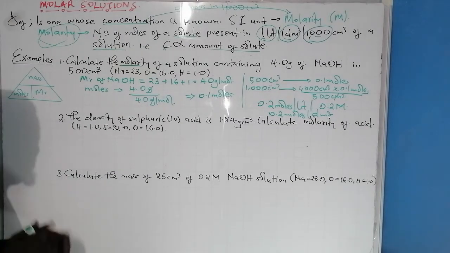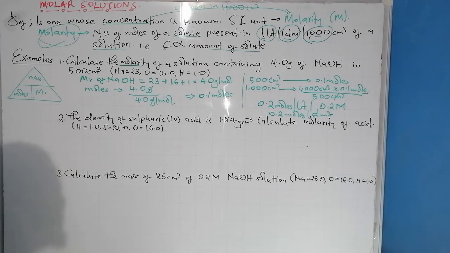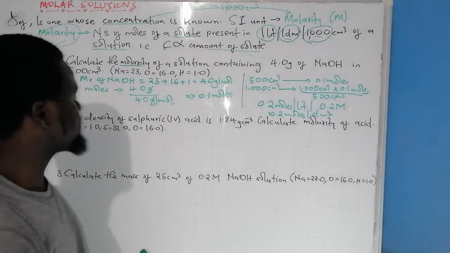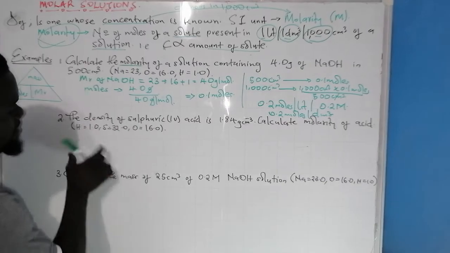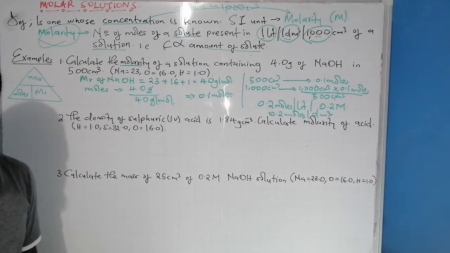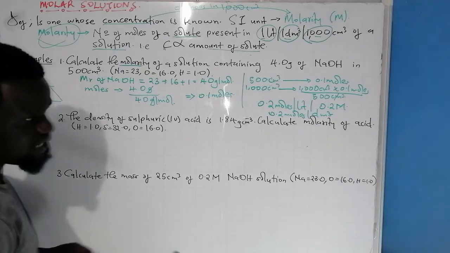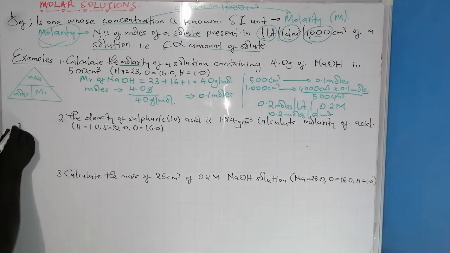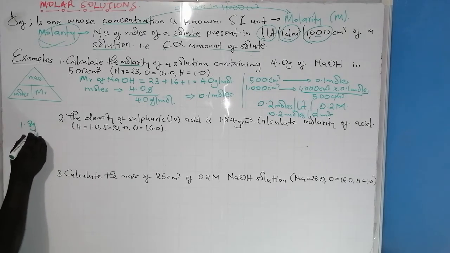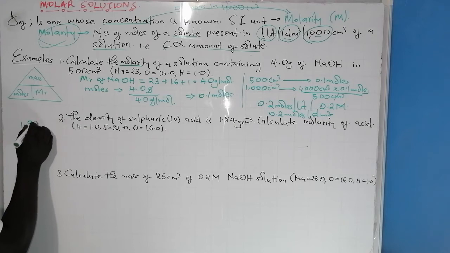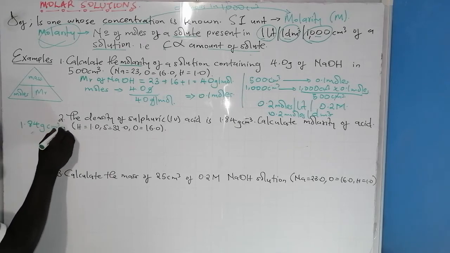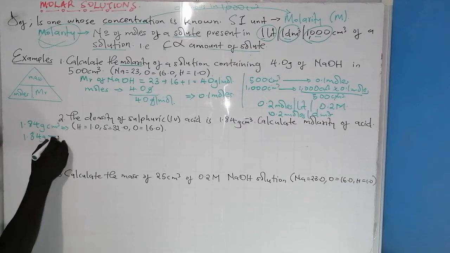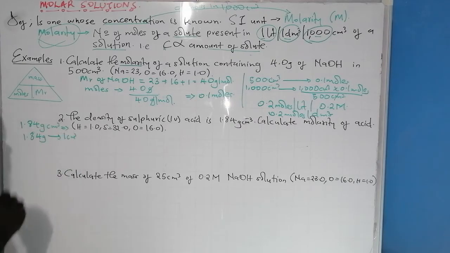Let's go to the next question. The density of sulfuric acid is 1.84 gram per cubic centimeter. Calculate the molarity of the acid. We are given the molar masses of the elements. Now, first I'd like us to understand what this entails. When I say or write 1.84 gram per cubic centimeter, what does it mean? It means that I have 1.84 gram in 1 cubic centimeter of a solution.